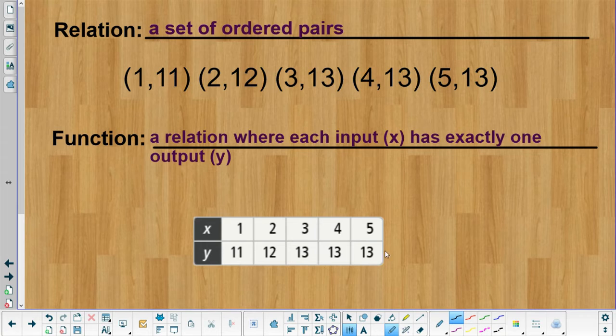Now I know you may be seeing these 13s down here and you see that they repeat. Here's my general rule of thumb. I say no repeating x's.